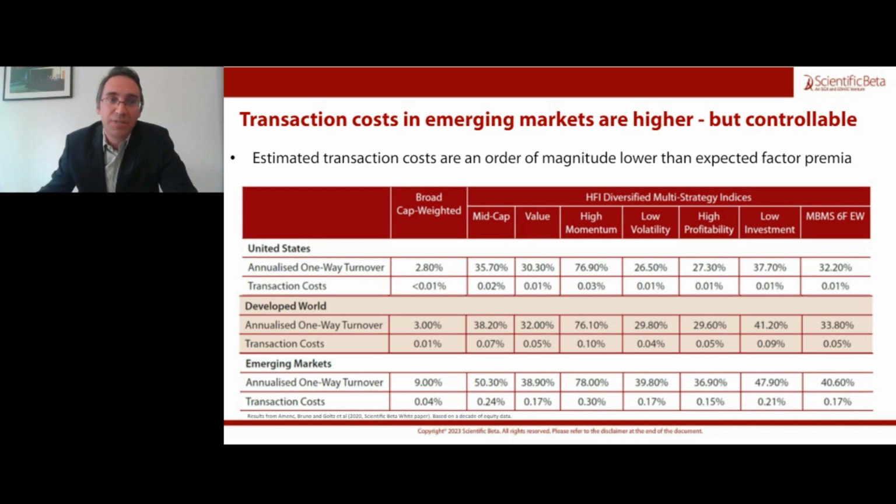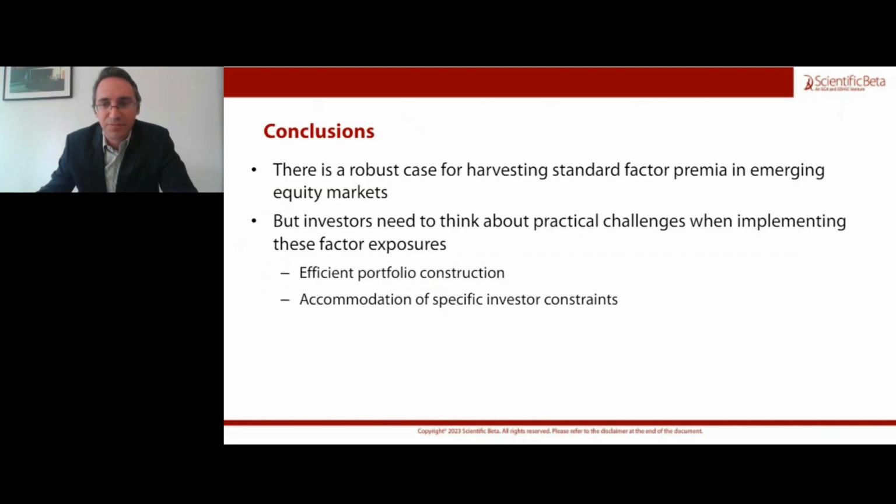And so even though transaction costs in emerging markets are substantially higher than in developed markets, typical factor strategies still wouldn't be heavily affected by transaction costs. And so these claims about standard factors actually survive also consideration of transaction costs. So overall, there's I think a strong case for harvesting the standard factor premium in emerging equity markets. As I said, maybe the case is even slightly stronger than in developed markets because it seems to have more reliable results, if you look at this publication effect. And so there is a good reason to turn to these factors.